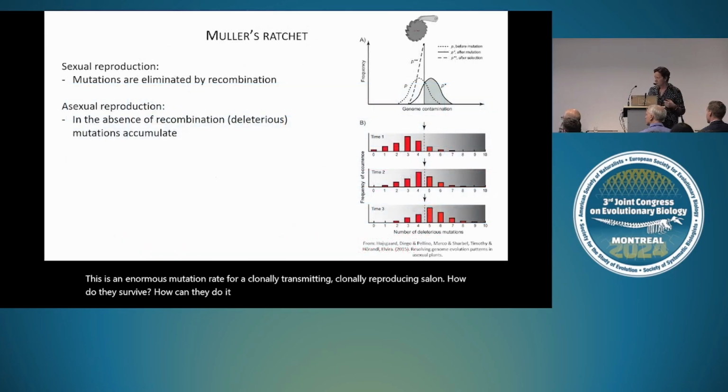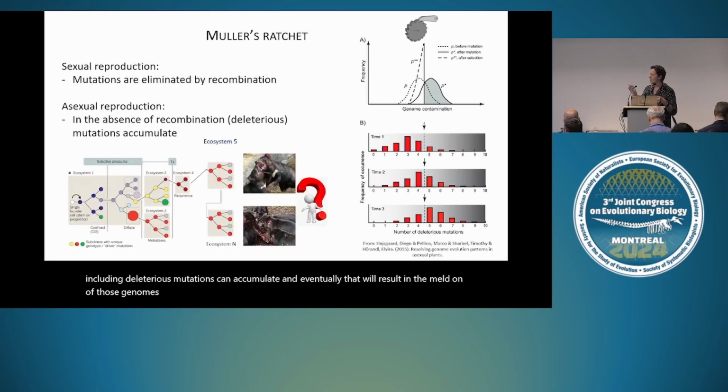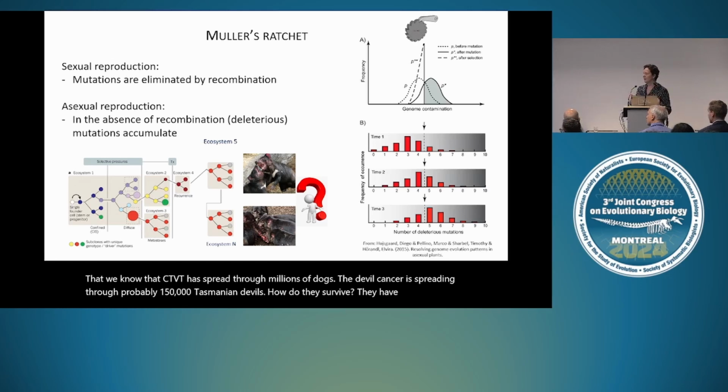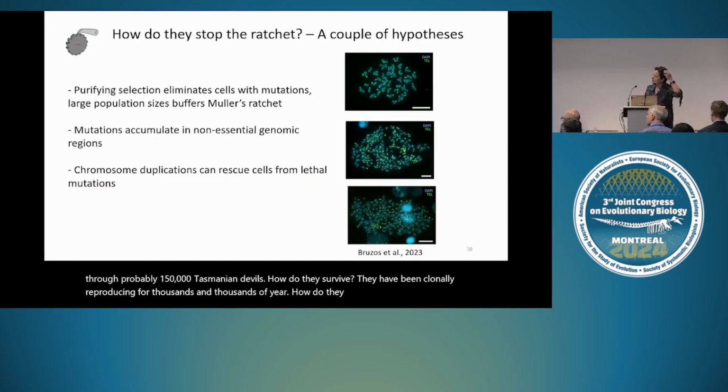And we were asking this question because we know from asexual organisms that when they are reproducing without recombination, mutations, including deleterious mutations, can accumulate, and eventually that will result in the meltdown of those genomes. So again, if I just come back to this image, we know that CTVT has spread through millions of dogs. The devil cancer is spreading through probably 150,000 Tasmanian devils. How do they survive? They have been clonally reproducing for thousands and thousands of years. How do they survive? And this is where we started putting ideas together.